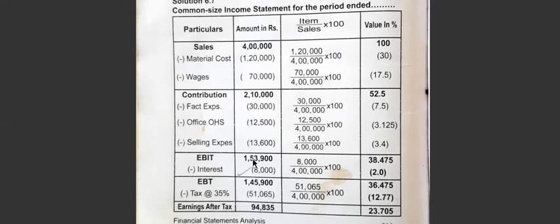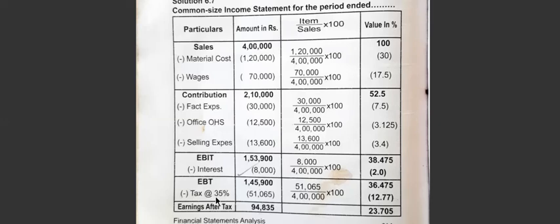Okay. Less interest. Whatever the interest you have, that has to be deducted. So less interest, it is 8,000. So what is the percentage? 8,000 divided by 4 lakh into 100, it is 2%. Then after that you will get EBT, that is EBIT minus interest, it is called EBT. Or you can deduct 38.475 minus 2, you will get 36.475.